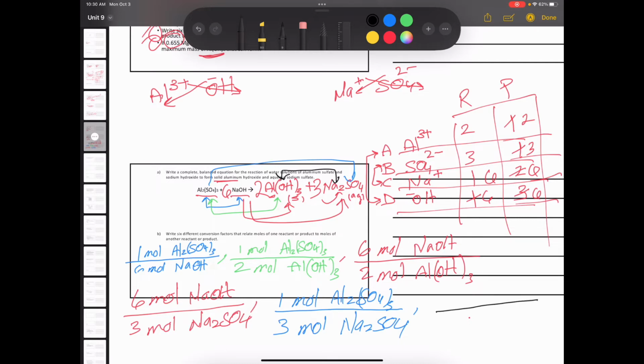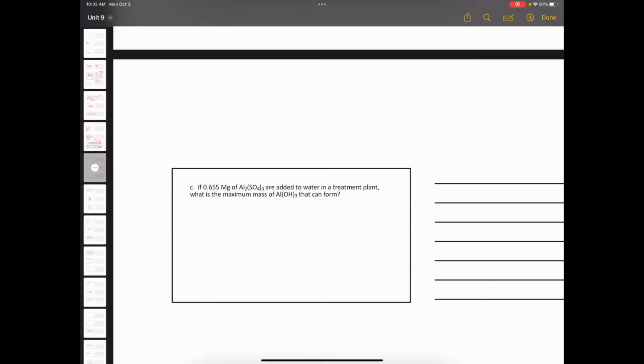And for this one, for every 2 mole of AlOH, the reaction will also yield 3 mole of Na2SO4. So using these 6 conversion factors, I can convert from any one of them to calculate how much I will need, or how much will be yielded of the other one if we're talking about products. And that's exactly what we're going to do in the last part of this example.